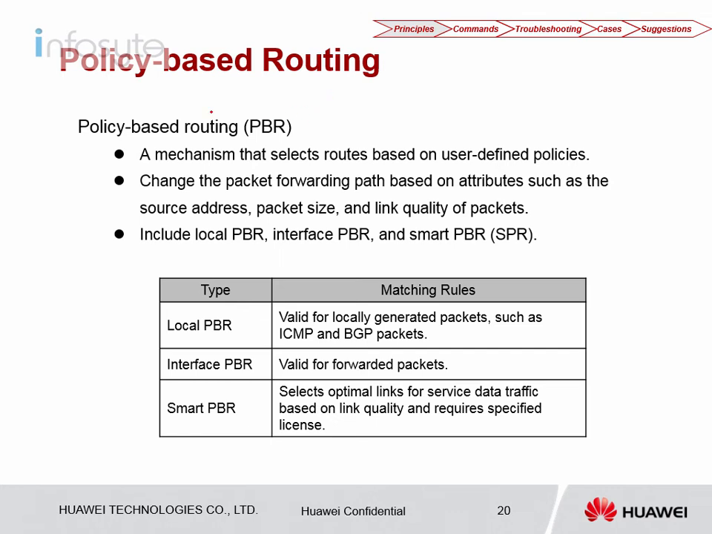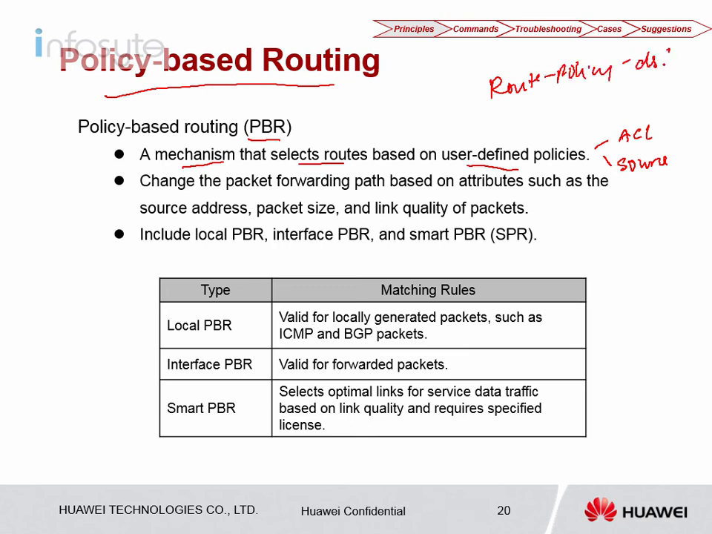Now here we have a policy-based route. Policy-based route is different compared to route policy. So how does PBR work? Let's look into the theory of PBR. PBR is a mechanism that selects routes based on a user-defined policy. The user-defined policy can be based on an ACL. It can be based on the source. This is definitely different compared to route policy, because route policy is based on destination.